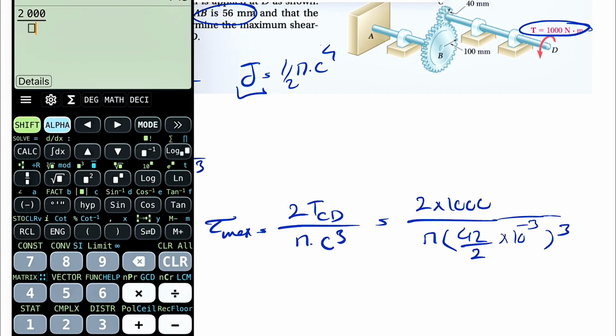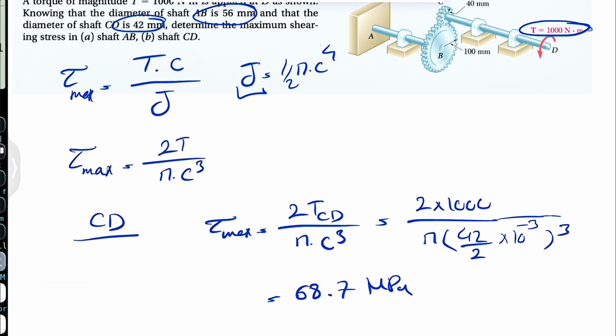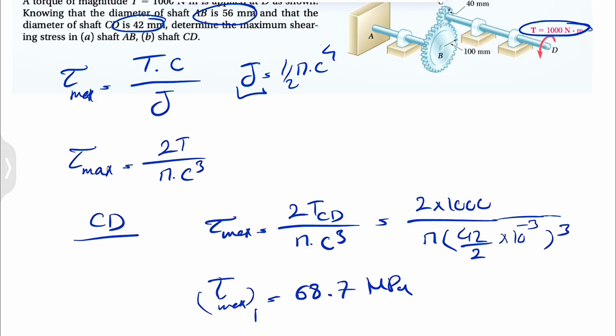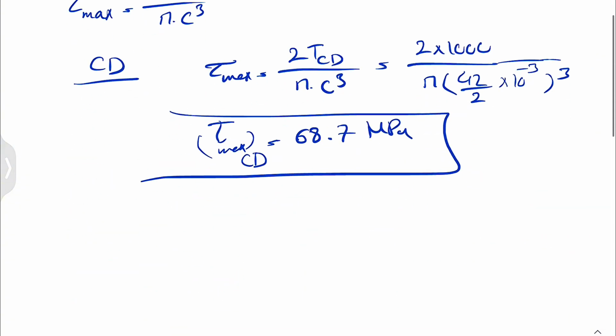And let's see what we get for this. So 2000 over pi times 21 times 10 to the minus 3, and all to the power of 3. So that's going to be, in Pascal, or 68.7 megapascal for maximum shearing stress for CD. Let's move on to the member AB.